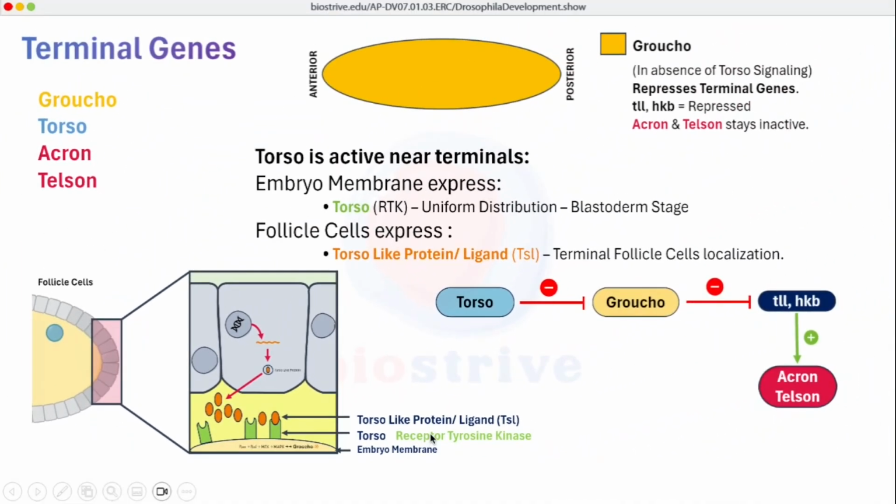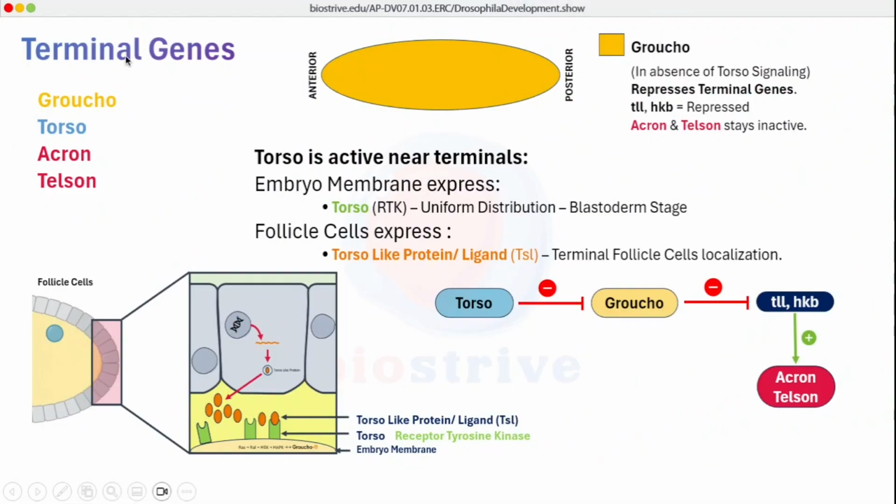Now, what was the function of Groucho? Groucho was inhibiting these terminal genes. It was inhibiting tailless, Huckebein, Akron, Telson. Now this interaction of torso-like protein with torso receptor, which is a receptor tyrosine kinase by the way, will phosphorylate Groucho and make it inactive. And this is happening at the very ends, the very extremities, the terminal follicle cells, near the anterior end as well as the posterior end. At anterior and posterior extremities, there is inhibition of Groucho carried out by this torso.